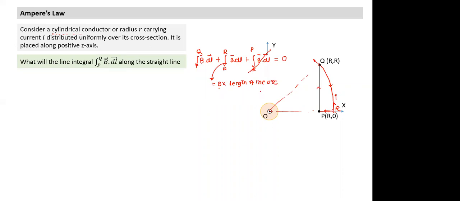Kevin, have you understood this? Yes, sir. Have you understood the sign also? See, when I'm coming in this direction, dl is in the clockwise direction. But which direction is the field? If the thumb is in the opposite direction, sir. Opposite direction. That's why this term will come with a negative sign, and overall this term will come out to be positive. So I hope you have understood.